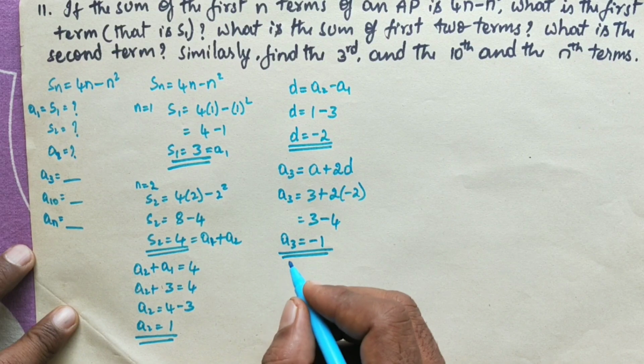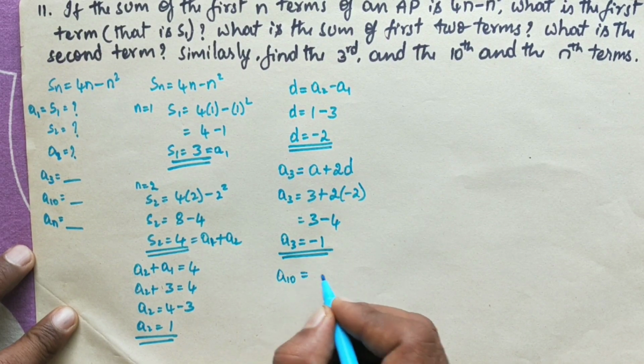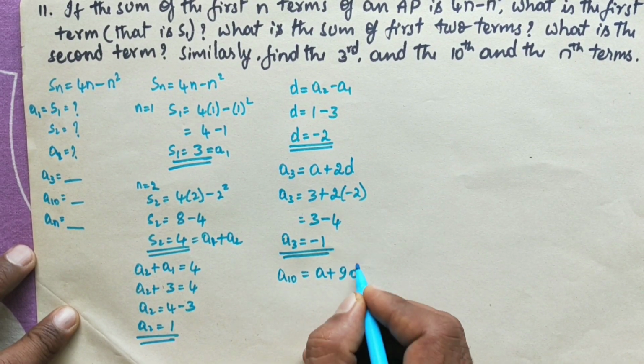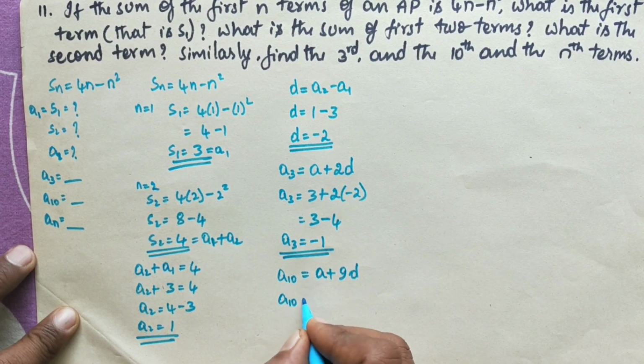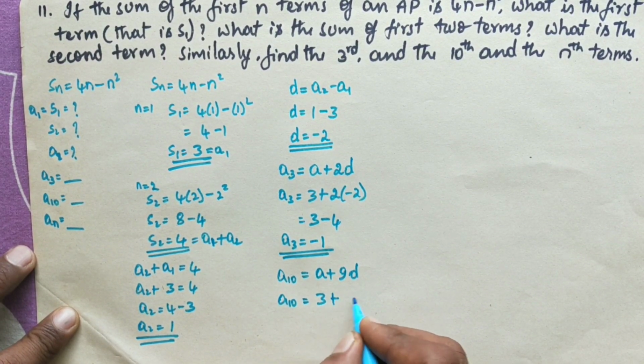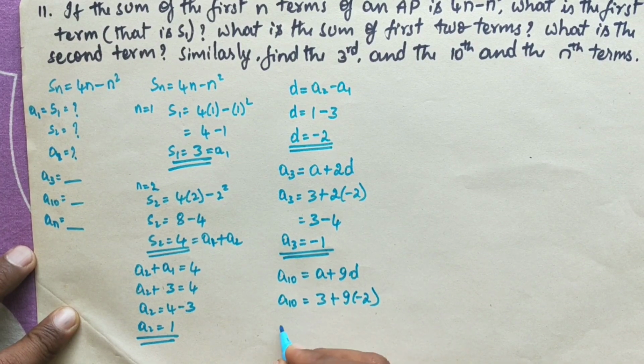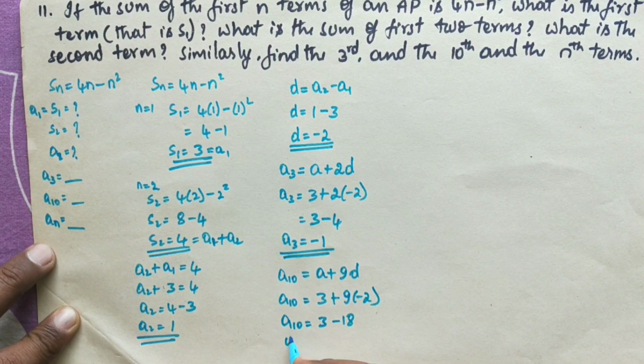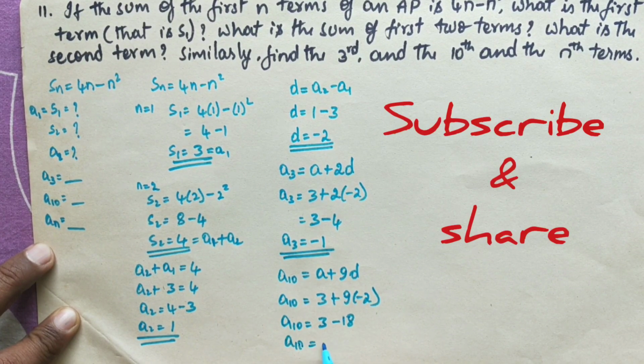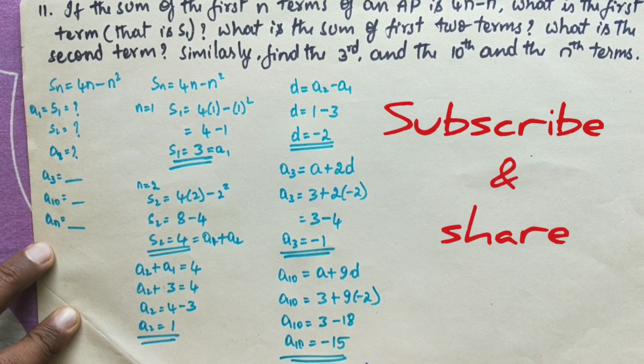Now let me calculate A10. A10 is equal to A plus 9D. So A10 is equal to, what is A? A is 3 plus 9 into minus 2. So A10 is equal to 3 minus 18. A10 is equal to minus 15.